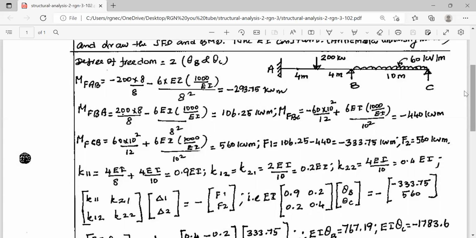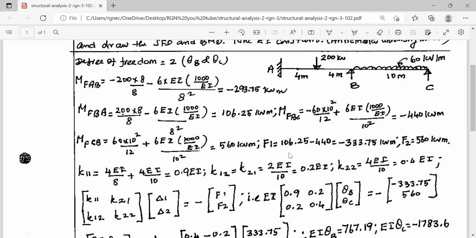Having calculated the fixed end moments, we have to calculate the unbalanced moments at 2 points, B and C. These are the points where displacements are present, theta B and theta C. This is delta 1 and this is delta 2, and F1 is the unbalanced moment. That is the sum of the two moments, M of BA and M of BC. M of BA is 106.25, M of BC is minus 440. So this is the unbalanced moment. Similarly, F2 refers to point number 2, displacement 2, that is theta C. Here only one moment is there, that is 560 kilonewton meter.